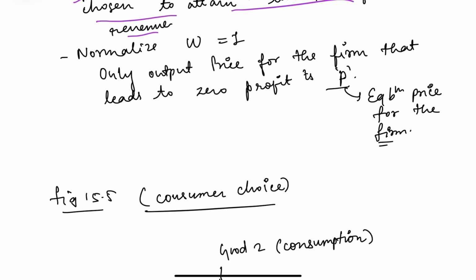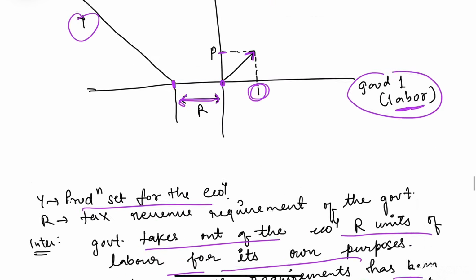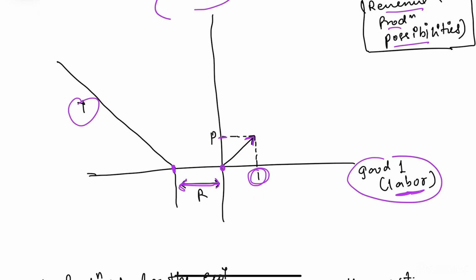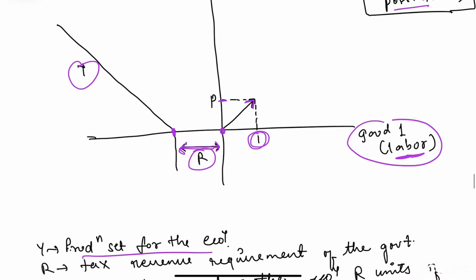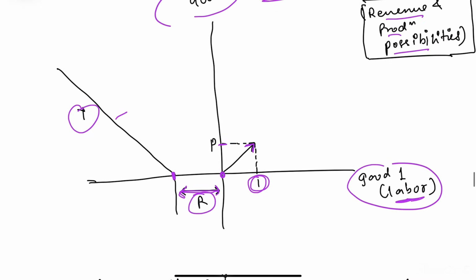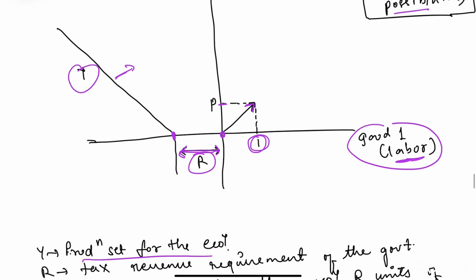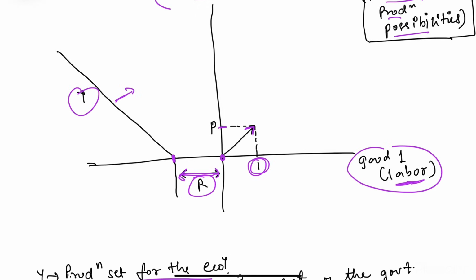So that's it. P is kind of an equilibrium price for the firm. You just need to keep in mind two things. This is the revenue that is required by the government, and this is the production possibility frontier. It gives the maximum, by utilizing all the resources in the economy, of what bundles of goods can be created.